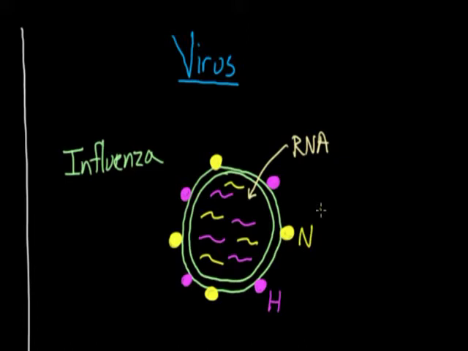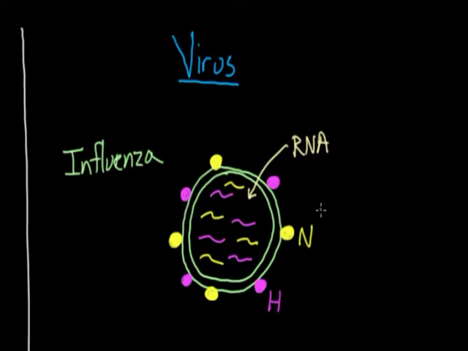So what you're seeing here are a couple of the important parts of the influenza virus that I wanted you to start getting familiar with: the fact that it has RNA on the inside, that it's broken up into chunks, and that it's got some surface proteins on the outside. A couple of those important ones we call H and N for short, and I'll tell you more about them in a future video. So this is influenza virus.